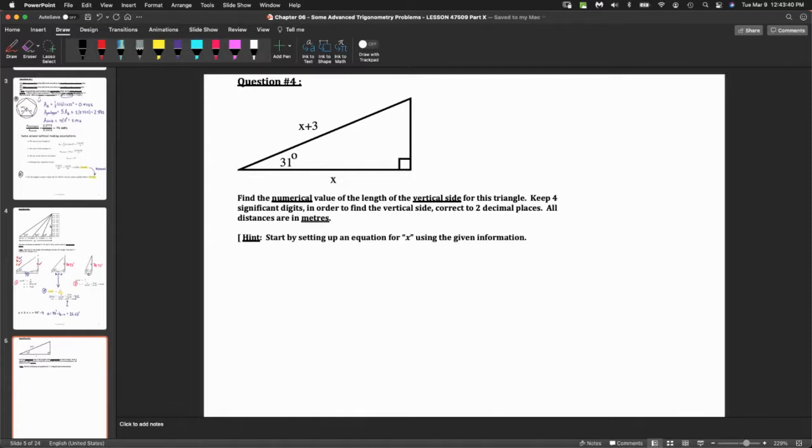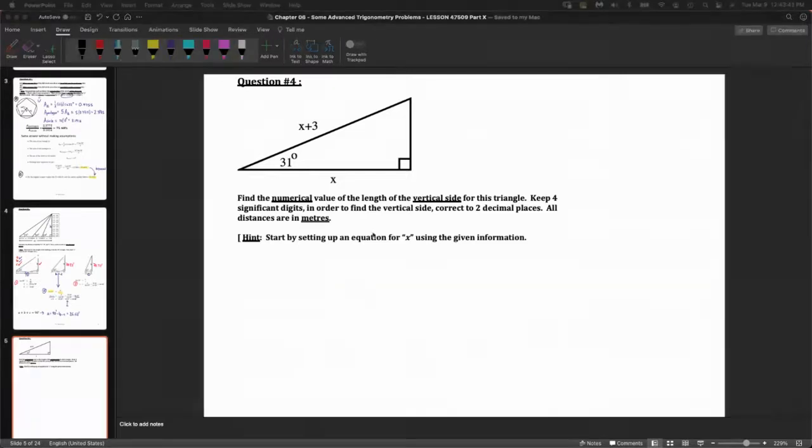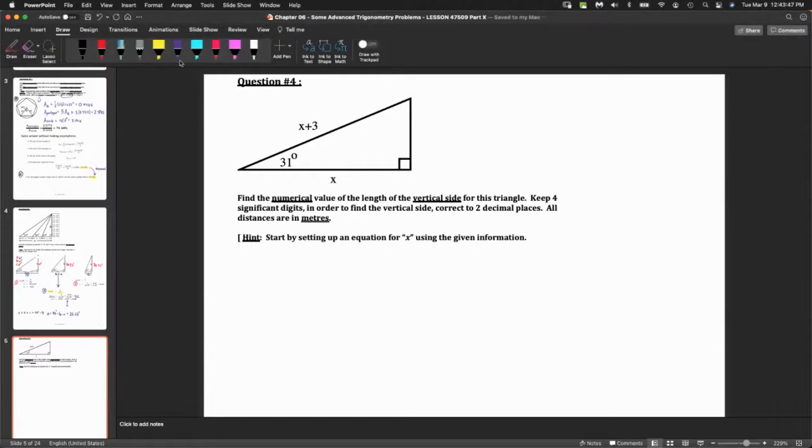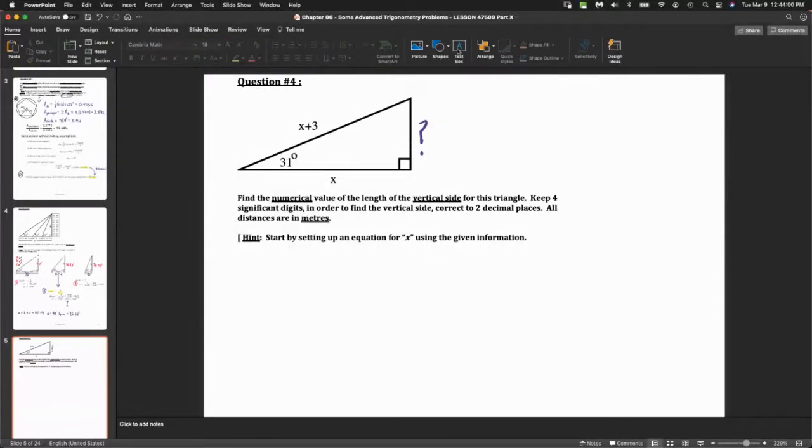So the question's asking us to find the length of the vertical side. So we actually want to find this length here, but we can't do that right away. So we're going to solve for x first, and then we can go back and do that later. So I'm going to try to type this one. I think we have enough time if I just type it.